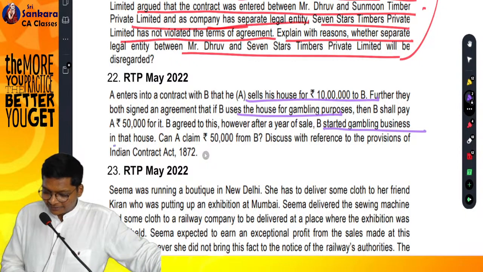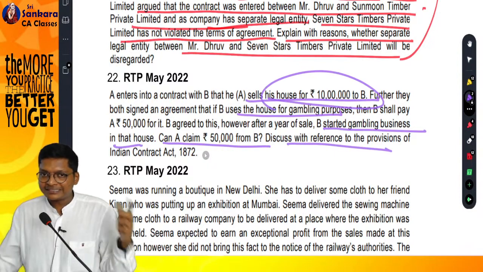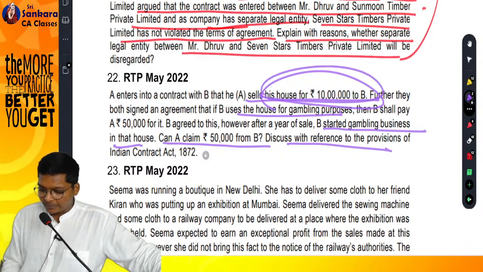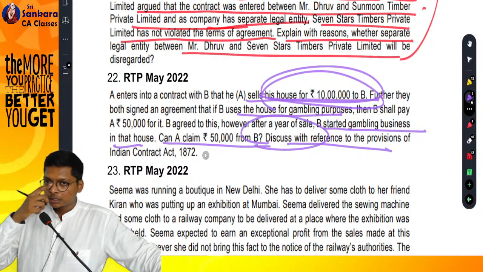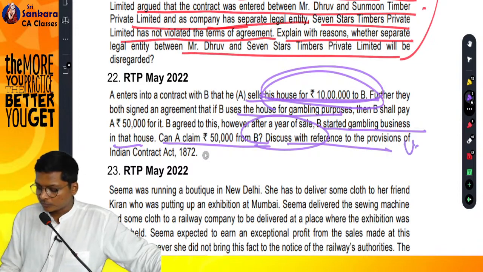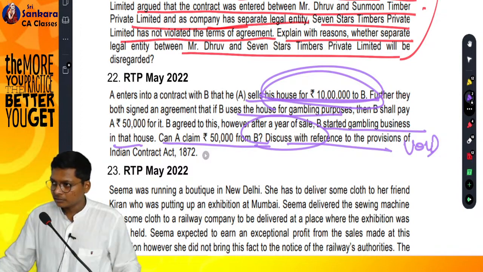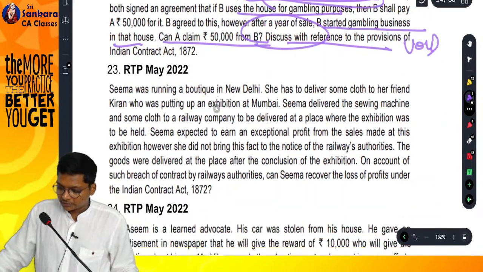So he started a gambling business in that house. Can A claim? So the sale of house is a valid contract, but gambling activity is illegal, therefore it becomes a void agreement. Are you all able to follow, guys? Understanding? Next.